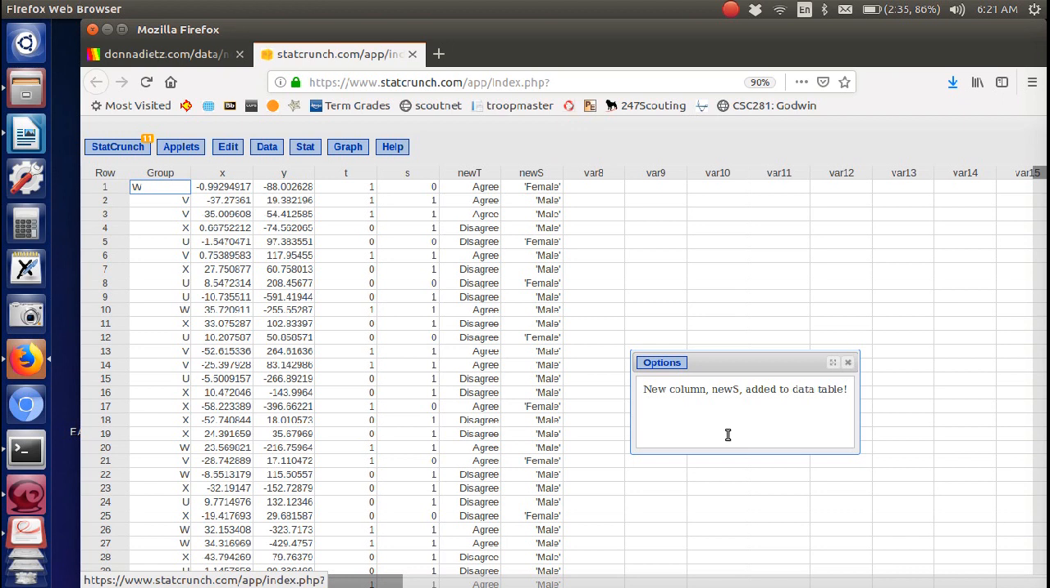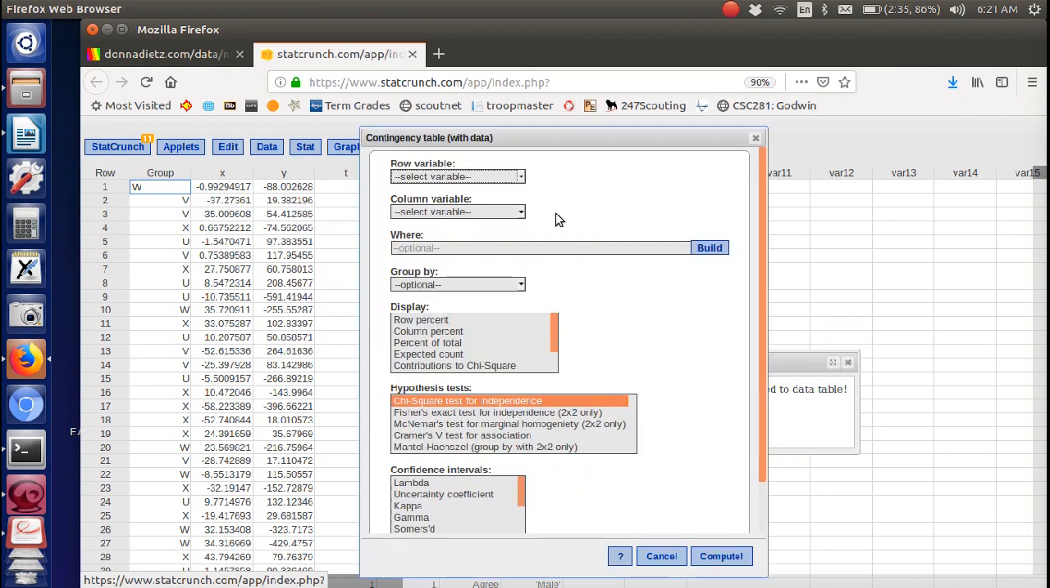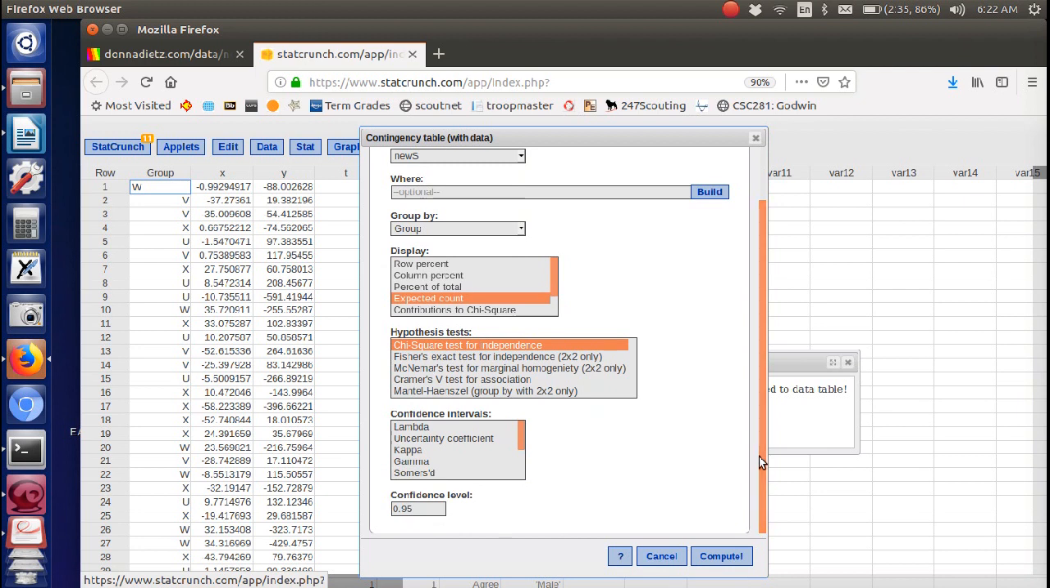Okay, now on to step 17. We're going to have the two variables. Instead of using t and s, let's use new t and new s. And we're going to do a chi-squared analysis. Stat, tables, contingency, with data. Okay, so we're going to pick new t against new s, and we're going to group by group. We're going to display expected count because this will be useful to us. You can pick whatever you want generally, but just for now. And that's all we want.